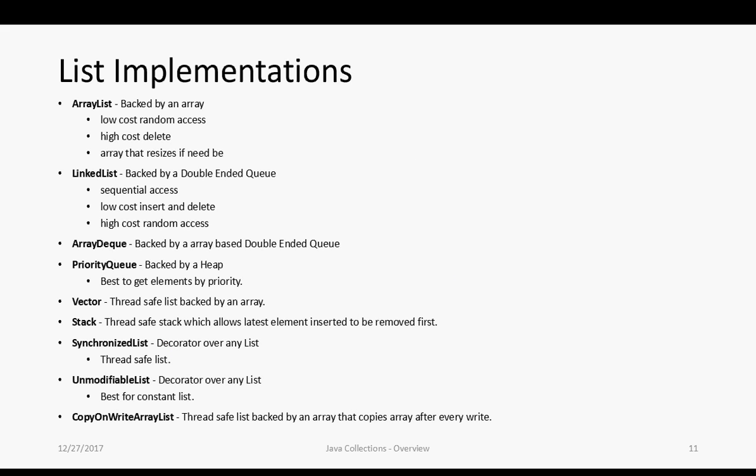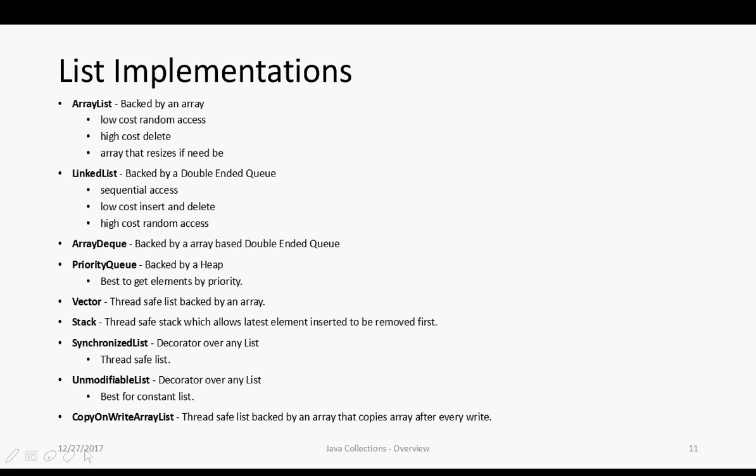Let's talk about the gist of the different implementations. The ArrayList, as we talked about, is backed by an array. It has a low cost random access because of the array nature, and array has a locality of reference. High cost delete, because if you want to delete the middle element, you will have to shift every element in order to accommodate that space. Array that resizes if need be, as we talked about in that example where we had to add the sixth element, which is out of the array capacity.